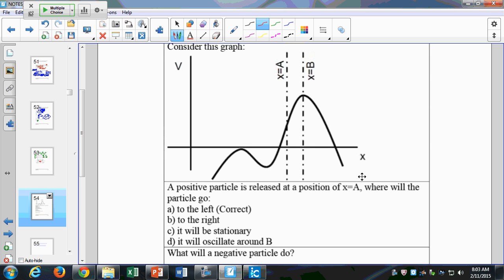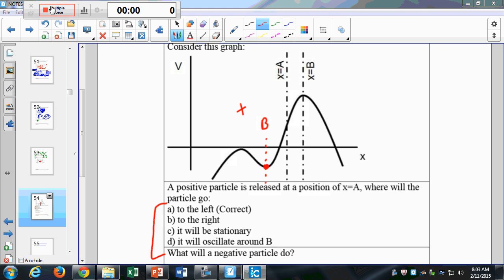Okay, what if I put a positive particle right here? And I'll call this B right here. So what if I put a positive particle at that point? Which of these will it do? Will it move to the left, right? Will it be stationary? Or will it oscillate around that point B? If I place it there at rest, what direction does it go? To the left, the right, stationary, or will it oscillate around that point? A positive particle.